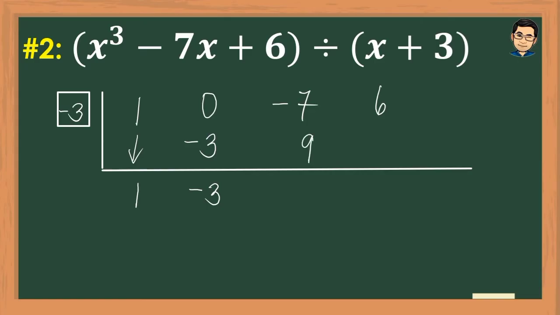And then, we add negative 7 plus 9. So, we follow the sign of the bigger value, yung 9, and then we subtract. So, 9 minus 7, that is 2. So, positive 2. And finally, 2 times negative 3, that is negative 6. And then i-add natin yung 6 and negative 6, that is 0. Okay, as you can see, yung nakuha po nating remainder is also 0.